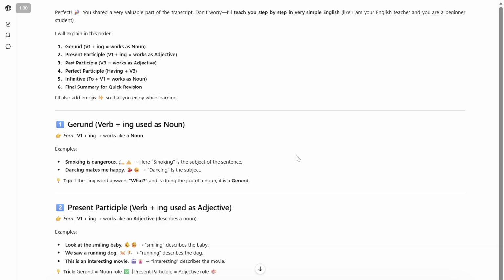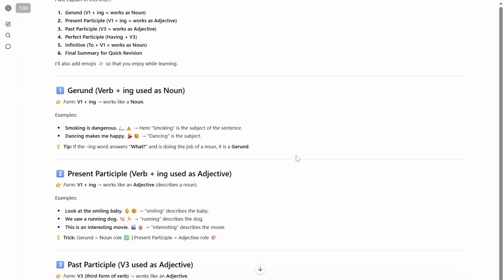Present participle: verb plus ing used as an adjective. Form: V1 plus ing works like an adjective and describes a noun. Examples: Look at the smiling baby. Smiling describes the baby. We saw a running dog. Running describes the dog. This is an interesting movie. Interesting describes the movie. Trick: gerund equals noun role, present participle equals adjective role.